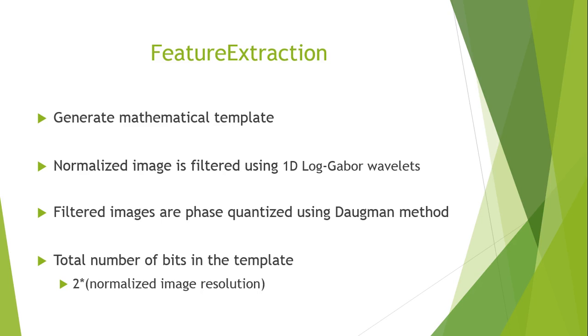And once the filtered images are obtained, phase quantization is performed on them, a 4-phase quantization, so that each data point has two corresponding bits. The four phases will be 0 0, 0 1, 1 0, and 1 1. So these 4 phases are assigned to each data point. The total number of bits will be twice the normalized image resolution. So that is a decent amount of bits to operate on, and it could hold the uniqueness of a given iris pattern.